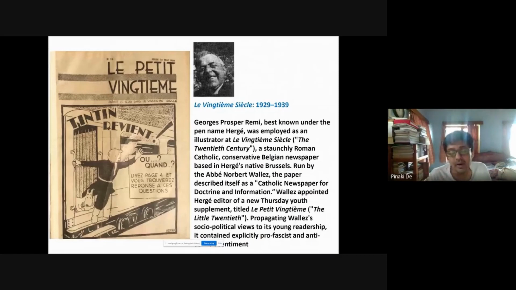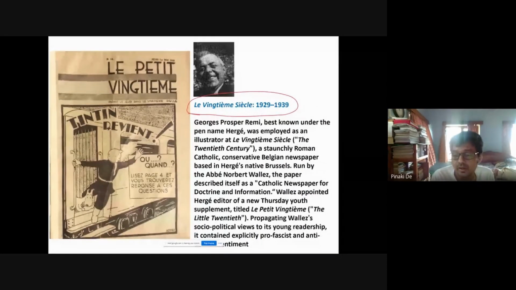Now, remember, Arj first took up a job as an illustrator in a magazine called Le Vingtième Siècle. Le Vingtième Siècle means the 20th century. It was a very conservative paper, a kind of Catholic paper, and it was run by this man. This man is known as Abbé Norbert Wallez.